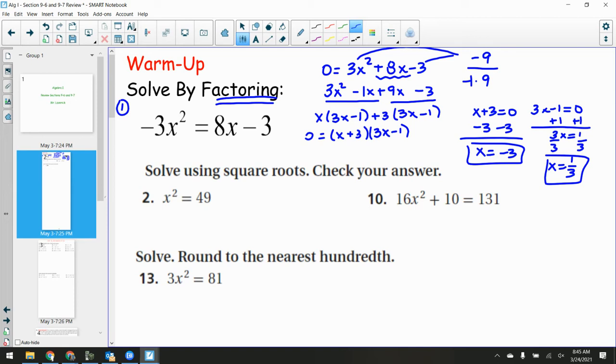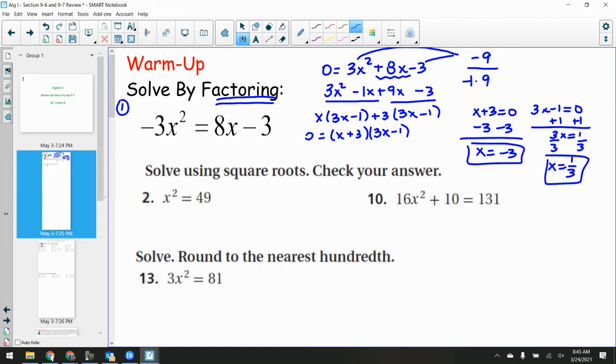All right. Now, this is section 9.7. These last 3 problems, section 9.7. You notice how there's no B term for any of these. There's no just x term. So therefore, I have the ability to use solving by square roots. And I hope we understand that this is pretty easy.